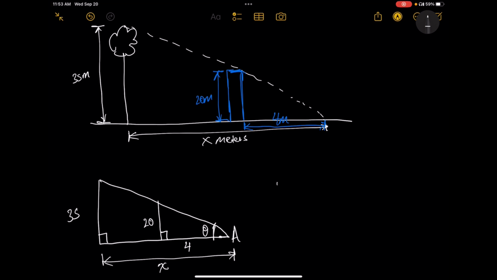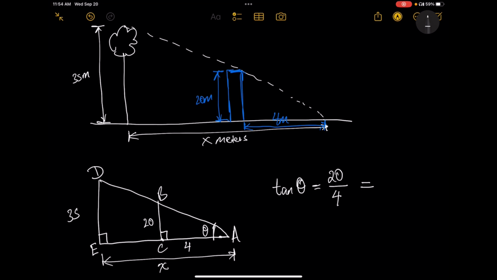Now if we look at triangle ABC, okay, this is triangle ABC. The tangent of angle theta in triangle ABC, what will it be? It will be opposite over adjacent. So what will be opposite? Opposite is 20 over adjacent is 4. But that is also if we consider the triangle ABCDE, right?